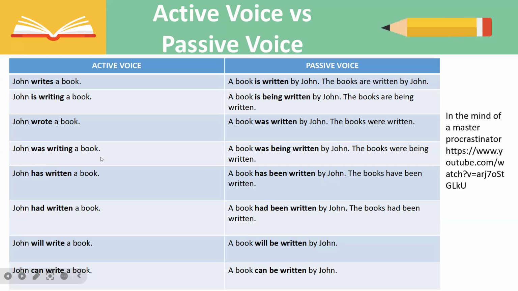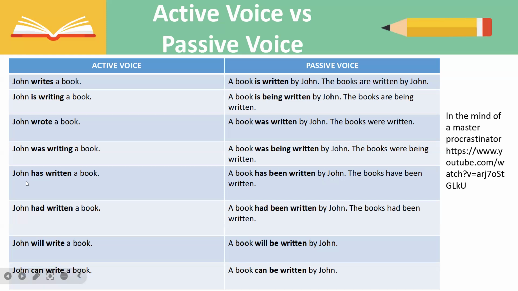John was writing a book. This is the past continuous tense. Remember, whenever you see ing at the end of the verb, it's indicating continuous tense, okay? It's an ongoing action. So what are we going to do? A book, we know that it's the past tense, so we have to use was because it's singular. It's one book, okay? Was, and to indicate that it is continuous, we have to use being again. You see, the same way we use it up here? We have to use being again plus the past participle. A book was being written by John.